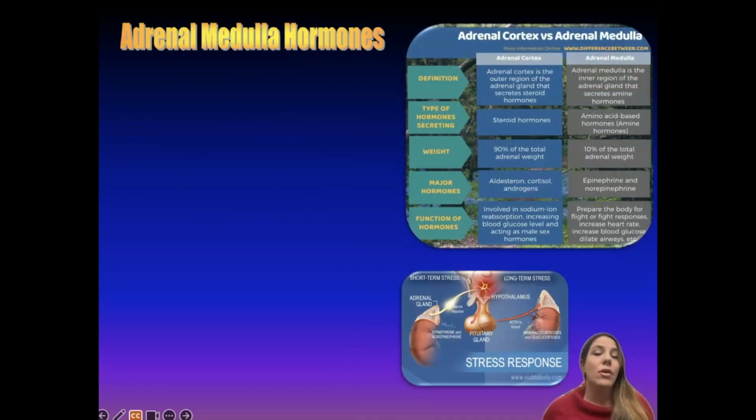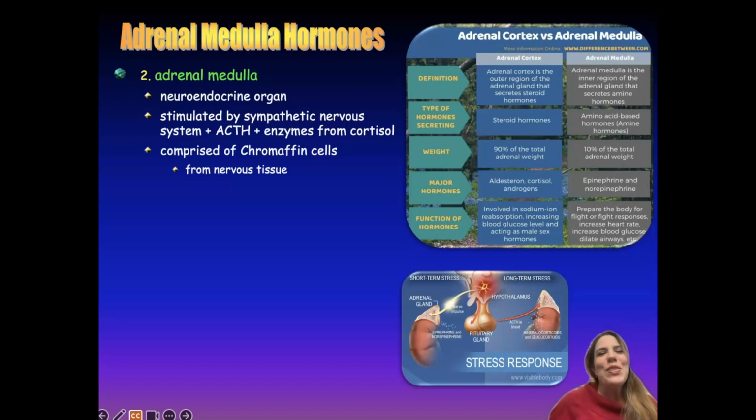So now that we've gone over the hormones of the adrenal cortex, and as we said, those are steroid hormones, therefore sort of long-term stress responses. Now let's dive inside the adrenal glands and look at the adrenal medulla hormones, or medulla, however you prefer to say it. I like medulla. So one of the differences between the adrenal medulla and the adrenal cortex is that the adrenal medulla consists of nervous tissue as opposed to the endocrine tissue of the cortex.